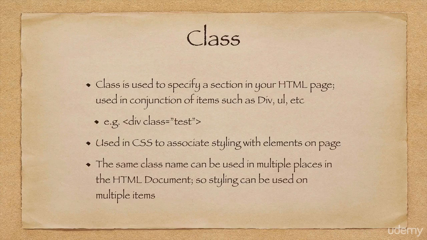So what that's saying is that for the class test, I could have 3 or 4 divs in the same HTML page that use the class test, and I could have a UL, as an example, an ordered list with that class, and I could associate it with a number of other things.